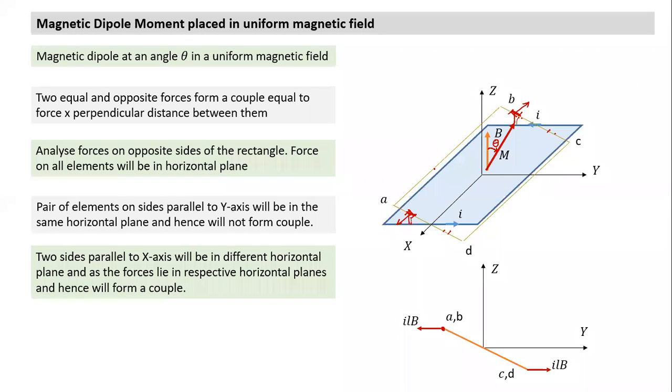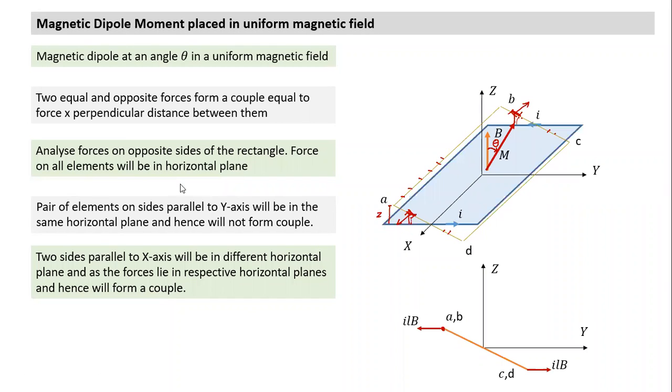But every single point on element AB will have the same Z coordinate. I hope all of you understand. The Z coordinate of every single element on side AB will be the same. That's why it is looking like this here. In a similar way, any element on CD also will have the same Z coordinate. So the forces will act in the horizontal direction, but not in the same horizontal plane. So forces will act like this.